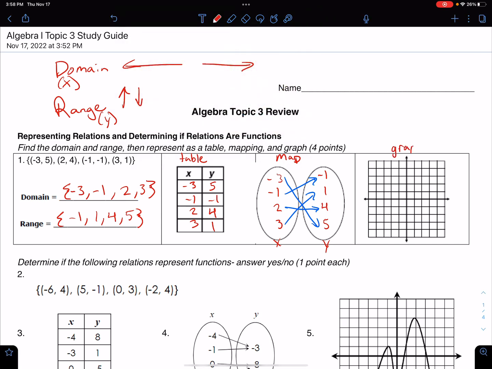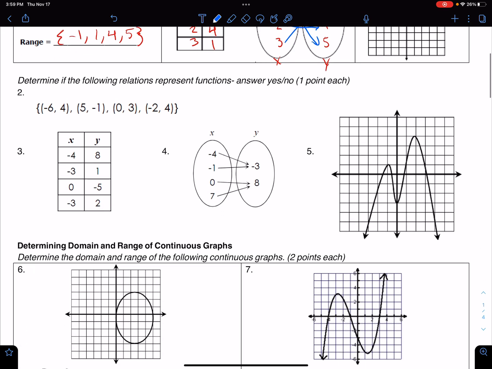And then I taught you that I can also represent them on a graph. Okay, so if I go -3, 5, I go left 1, 2, 3, and up 1, 2, 3, 4, 5, and I put a dot. I have the next ordered pair, -1, -1, so I go backwards 1, down 1, and I put a dot. Then I go to 2, 4, so I go over 1, 2, up 1, 2, 3, 4, and I put another dot. And my last one, I have 3, 1, so I go over 1, 2, 3, up 1, and I put another dot. So that's me representing it on a graph.